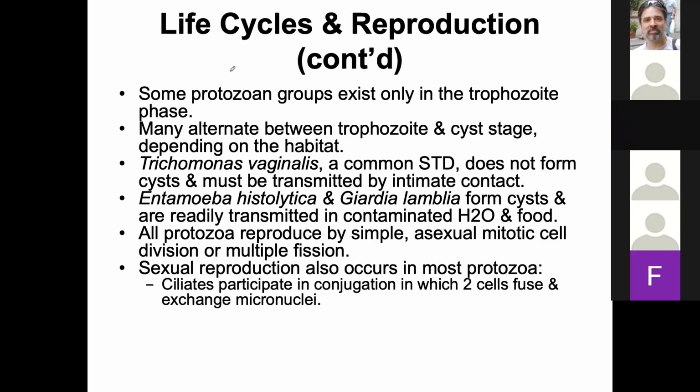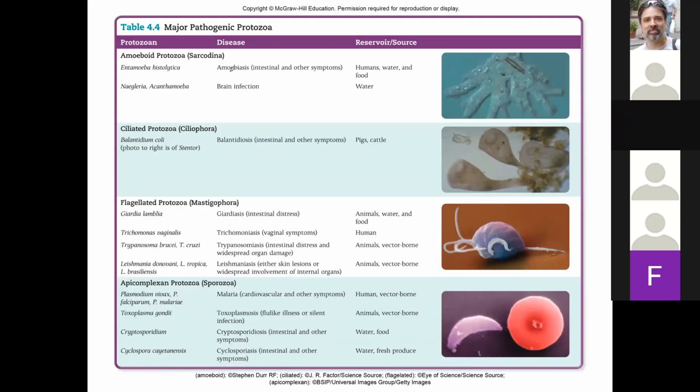All protozoa reproduce by mitosis or by multiple fission. Sexual reproduction can occur in protozoa. Ciliates participate in conjugation with fusion of cells and exchanging of micronuclei, resulting in, again, an organism with a unique combination of genetic characteristics. So you can see here some examples of the different protozoa. This is in your book, table 4.4.